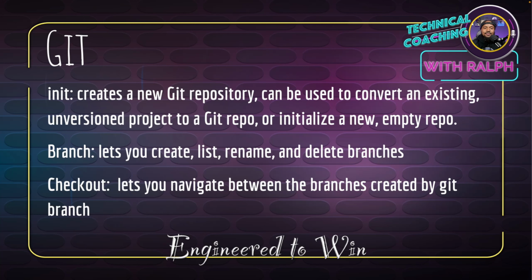So there is the init command, which creates a new Git repository. It can be used to convert an existing unversioned project to a Git repo or initialize a new empty repository. All right. So that's to initialize your Git repo. And then we have the branch command, which lets you create, list, rename, and delete branches. Then there's the git checkout command. It lets you navigate between branches created by Git branch.